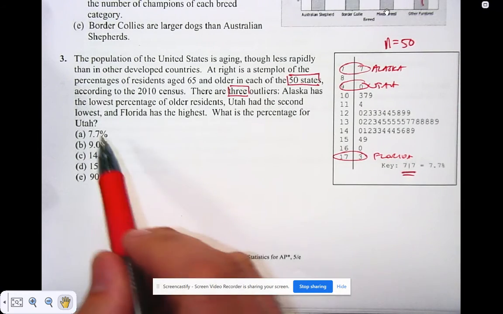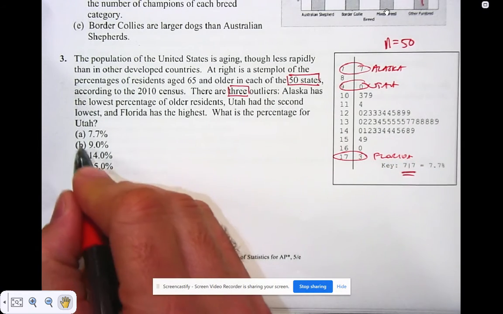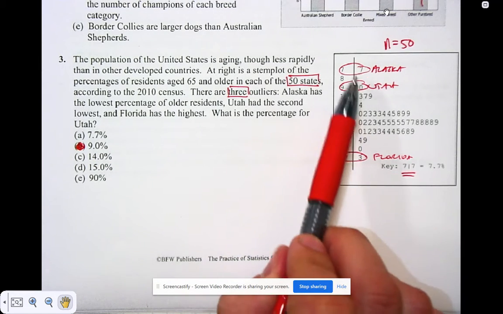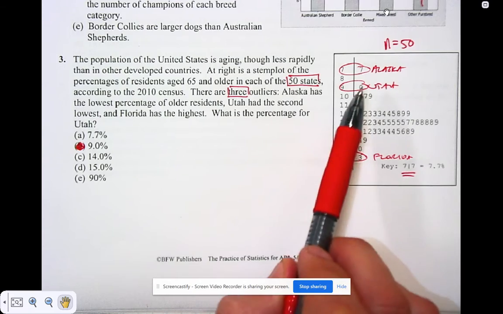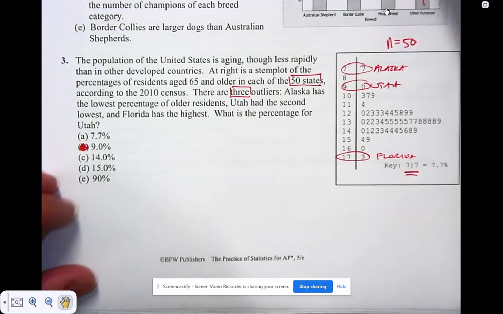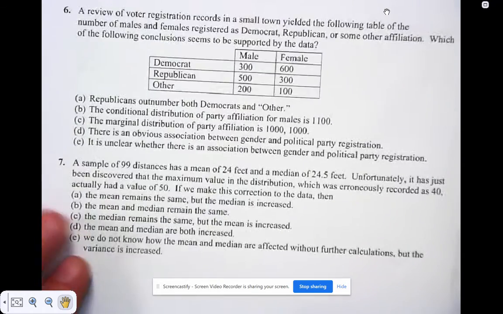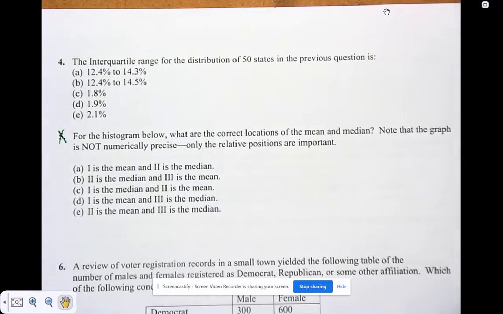Well, what percentage is for Utah? Utah was right here, 9.0%. Okay, so this is just reminding you guys that outliers come at the very low end of a data set or at the high end. Okay. All right. Number 4 is going to ask you something more about this stem plot. And again, you guys, this is not going to be exactly the same question. So this is just an overall general review of things that we've covered.